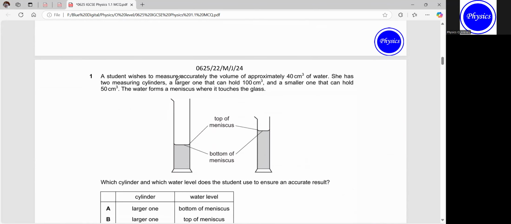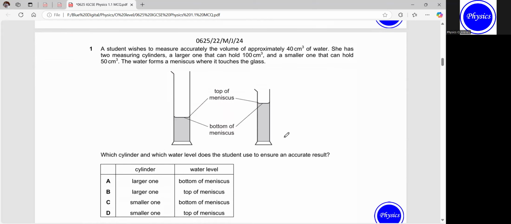A student wishes to measure accurately the volume of approximately 40 centimeter cube of water. She has two measuring cylinders, a larger one that can hold 100 centimeter cube and a smaller one that can hold 50 centimeter cube. The water forms a meniscus where it touches the glass. Which cylinder and which water level does the student use to ensure an accurate result? The liquid is water. It is a transparent liquid.